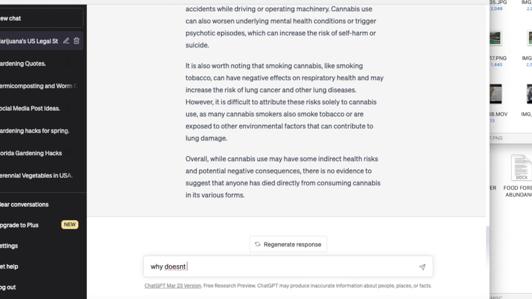Why doesn't the United States treat cannabis as a medicine on a federal level? Figured that would be a good question to ask it. Let's see how it responded.